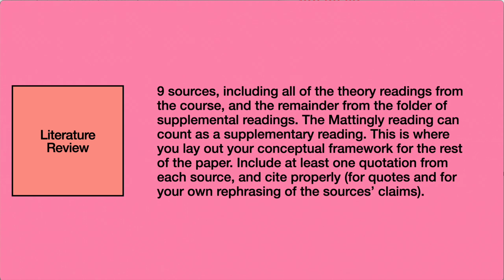So this is where you lay out the conceptual framework for the rest of the paper, including the analysis you're going to do of your own research material. You have to include at least 1 quotation from each source, so that's going to be a minimum of 9 quotations. You can have more than 1 per source, of course, if it helps you make the point that you want to make about what that individual source is contributing to the body of scholarship. So that's fine. You can do more than 1 if you like.